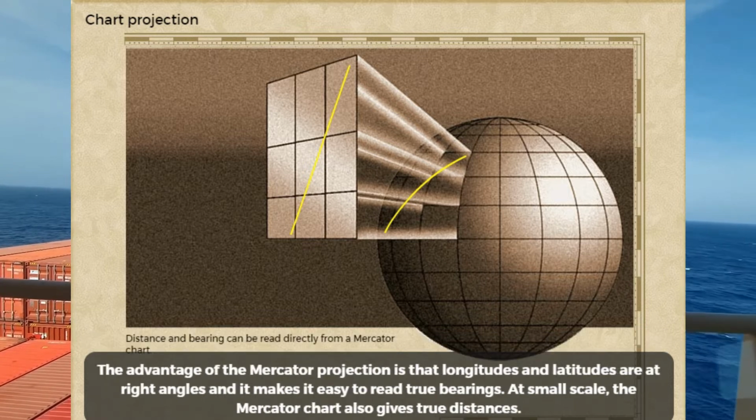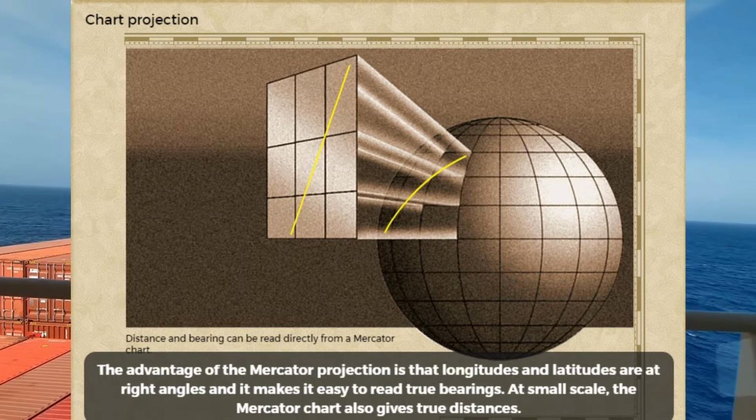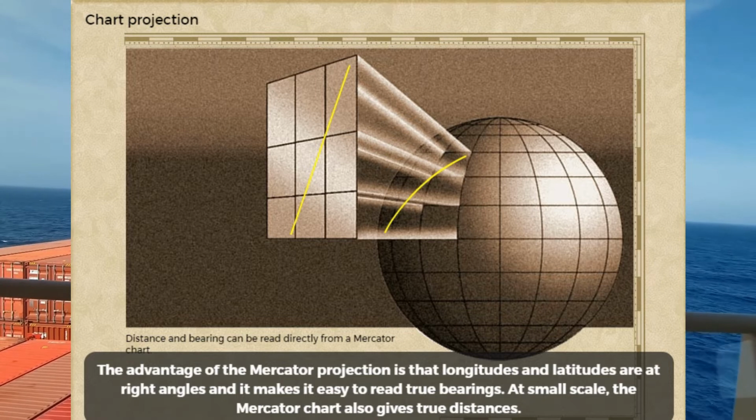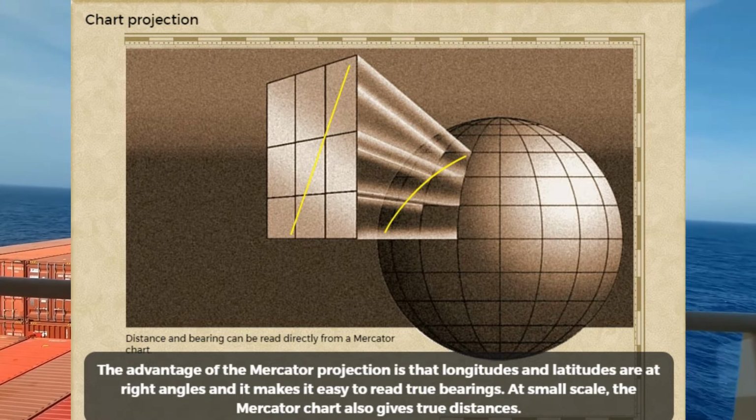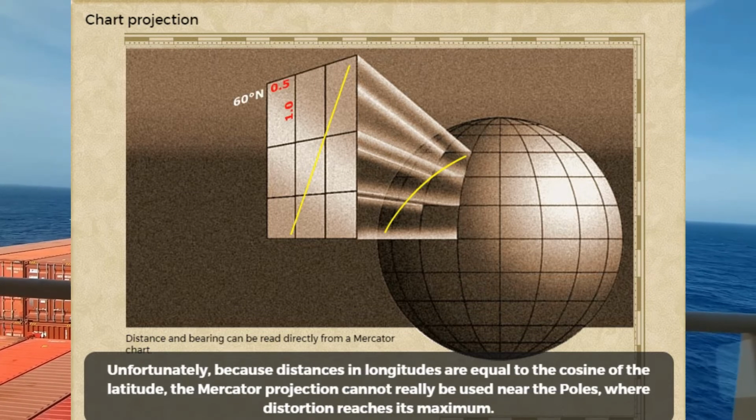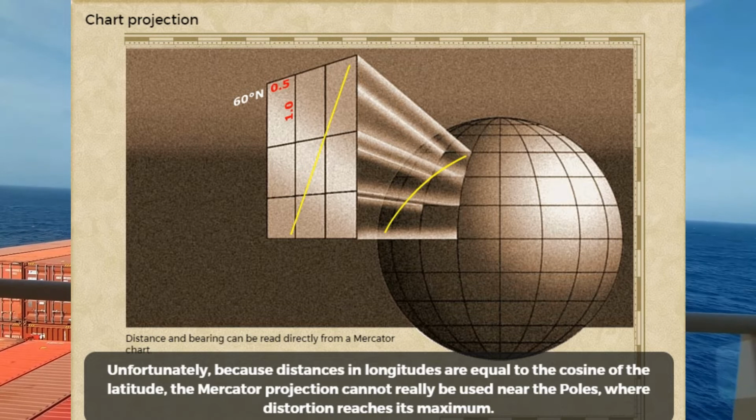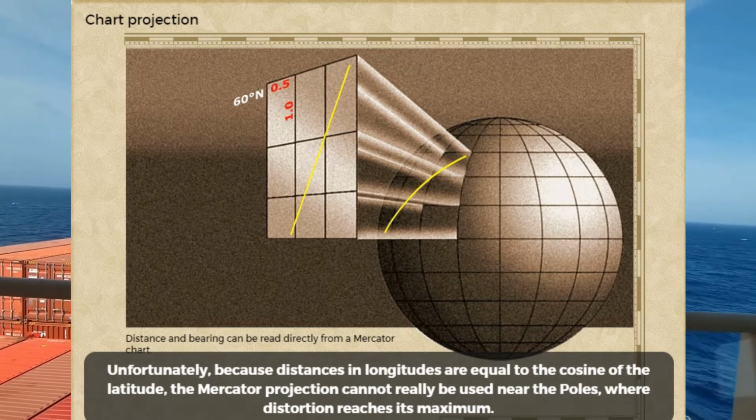The advantages of the Mercator projection are that longitudes and latitudes are at right angles, and it makes it easy to read true bearings. At small scale, the Mercator chart also gives true distances. Unfortunately, because distances in longitudes are equal to the cosine of the latitude, the Mercator projection cannot really be used near the poles, where distortion reaches its maximum.